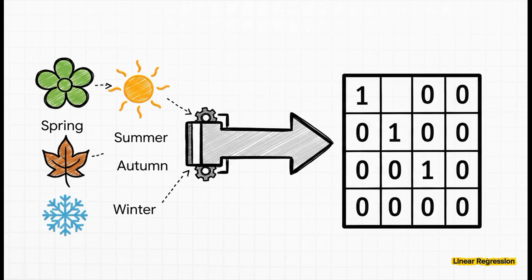We use this neat little trick called dummy variables. All we do is create new columns in our data for these yes or no questions. Is it spring? If yes, it gets a 1. If no, a 0. Is it summer? Yes, a 1. No, a 0. We do that for autumn, too. And winter just becomes our baseline, where everything is 0. And just like that, we've translated the messy, real world into simple ones and zeros that math can totally understand.